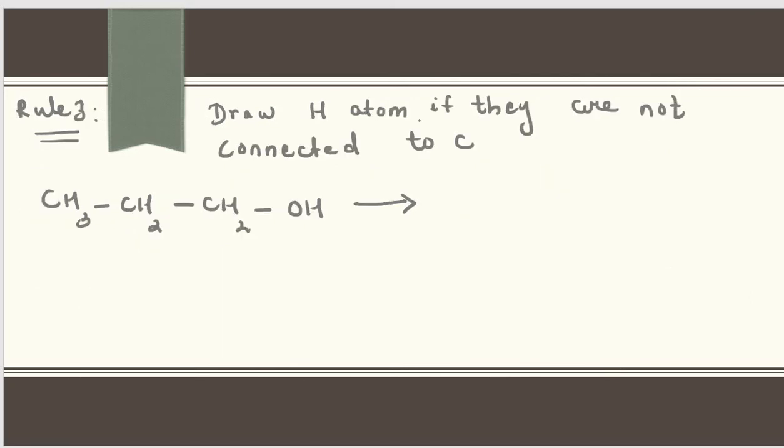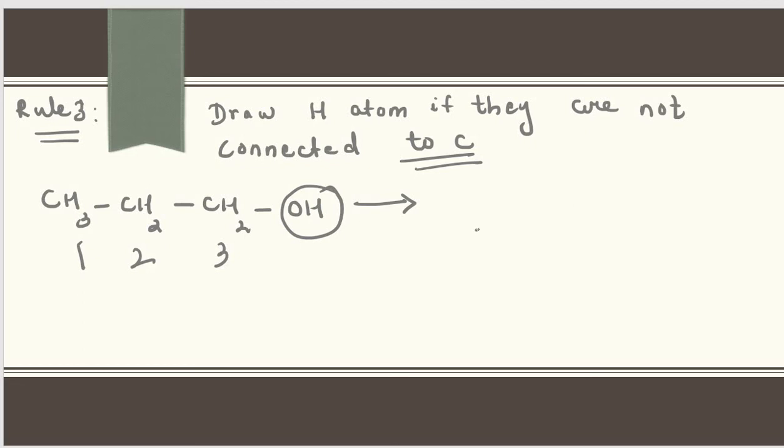Now let us see the last rule, which is our rule 3. Here, draw hydrogen atoms if they are not connected to carbon. So in this case, you can see that there is an OH group. So here the hydrogen is not directly attached to the carbon, but it is attached to the oxygen. So how to represent it? Again, we have to see how many carbon atoms are there. 3 carbon atoms are there.